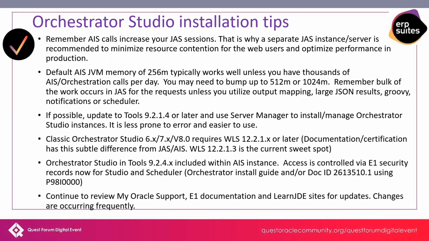One of the things with that is the default when it gets delivered is usually about 256 meg, what we call the Java min-max settings. So in that particular web instance, the 256 will work well for a few hundred orchestrations, things like that. If you start doing more and more though, or you start doing notifications or the scheduler, things like that, you may want to bump it up to 512 meg or a gigabyte or 1024M.